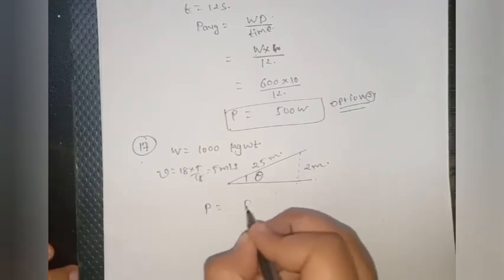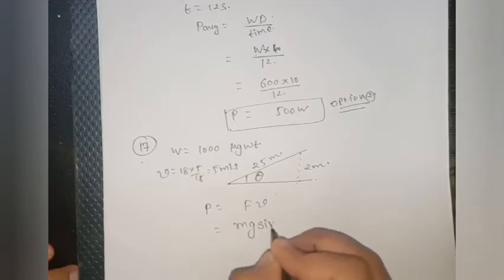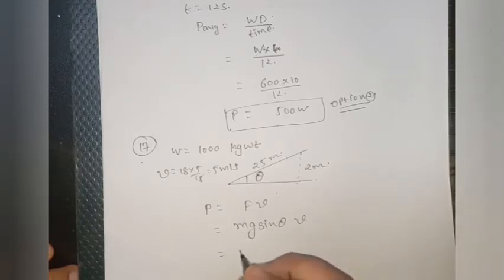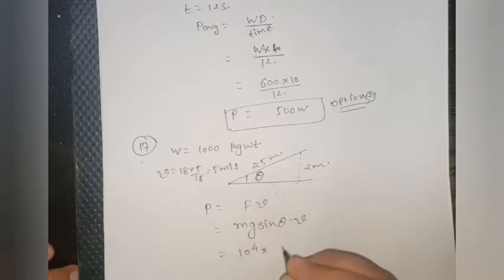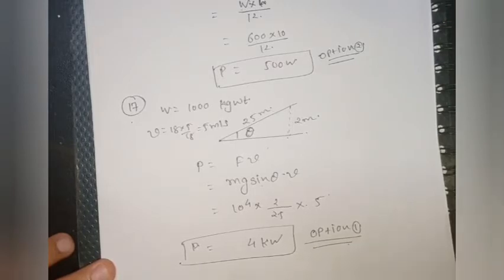Power is equal to F into v. Force will be mg sine theta into velocity. mg is 10 power 4 into sine theta. From this we can write sine theta is 2 by 25 and velocity is 5. So the final answer will be 4 kilowatt. So option 1 is the correct option.